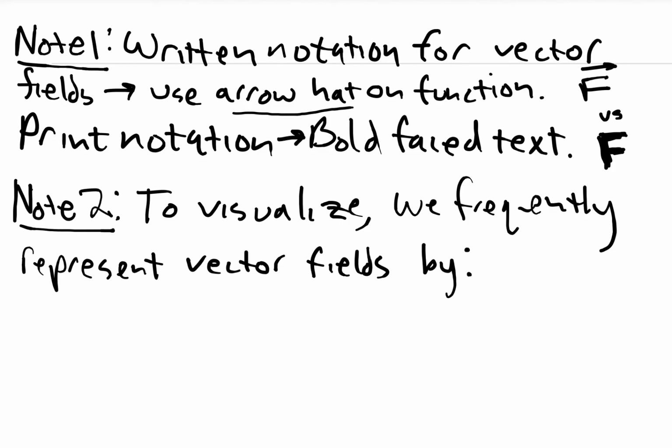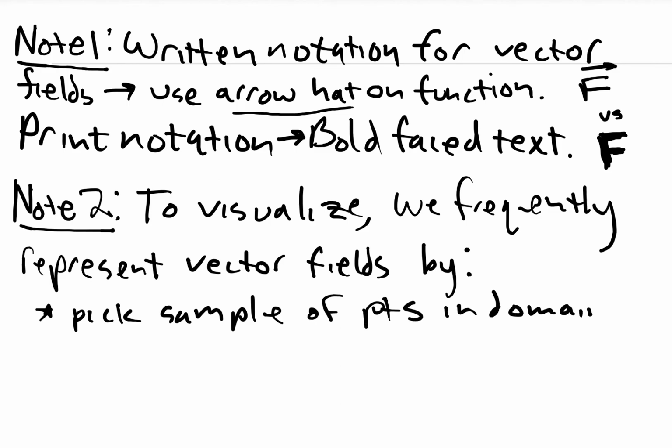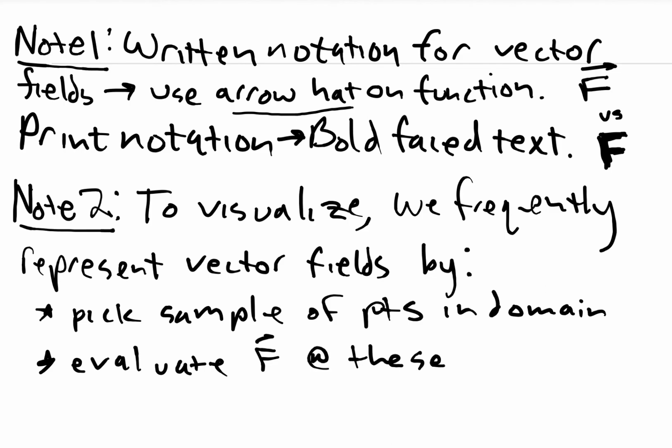Now, as far as visualizing what these things look like, when I go to graph a vector field, how do I graph something that spits out functions? Well, what we do is you pick some sort of sample of points in your domain, and what you want to do is think about making a chart. Pick that sample of points in the domain. You can actually evaluate your vector field at these points. So you can figure out what vectors correspond to those points.